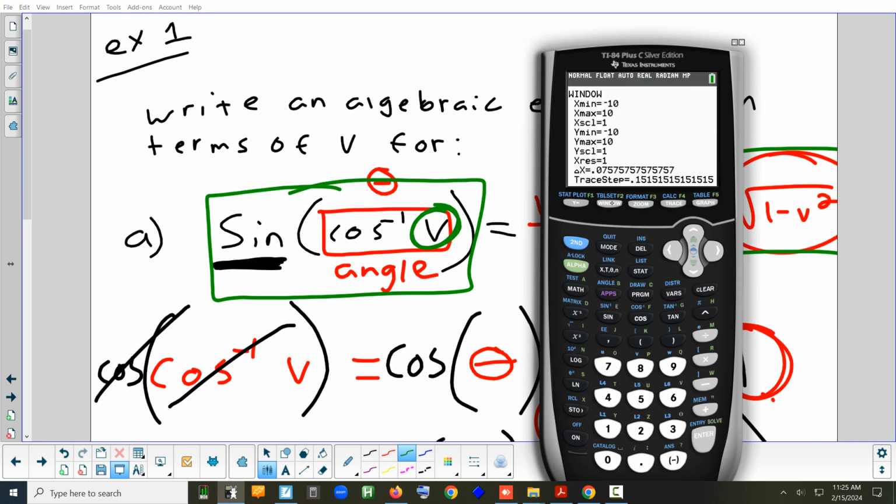If you set your window, I think if you do zoom 7, you'll be able to see it. That's the left formula, and that's the right formula. They're just small little graphs, but they are the same graph.